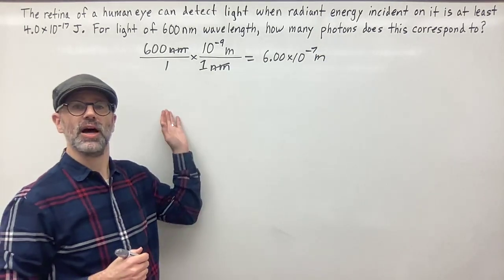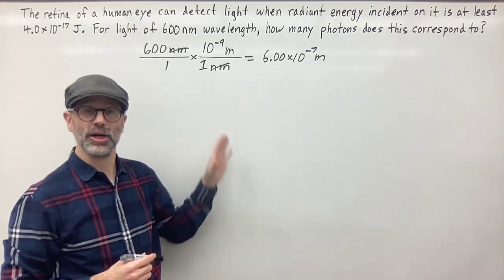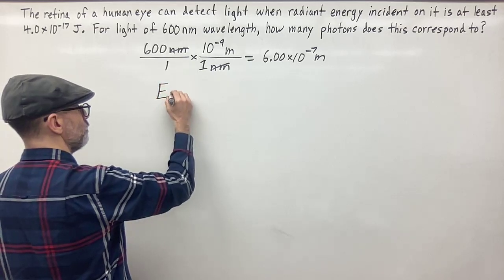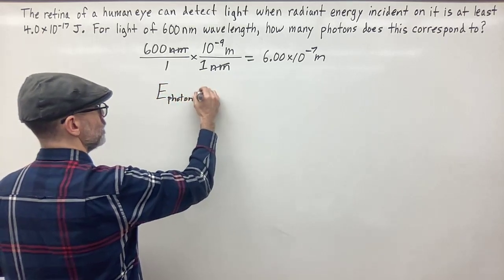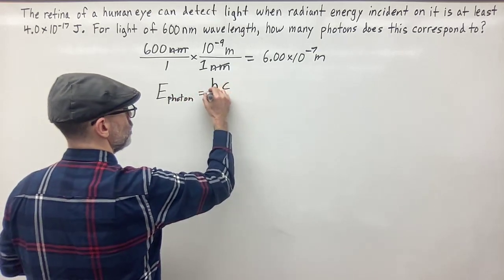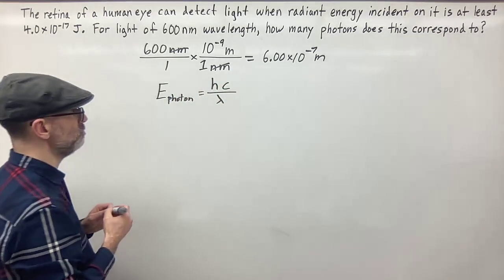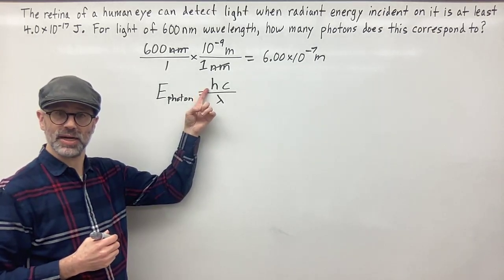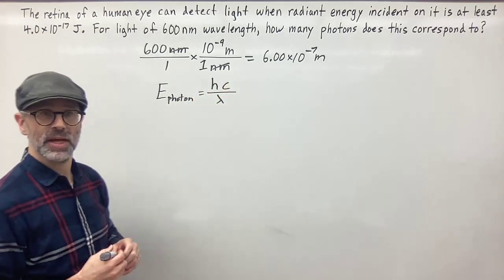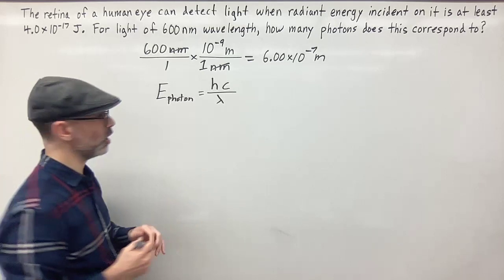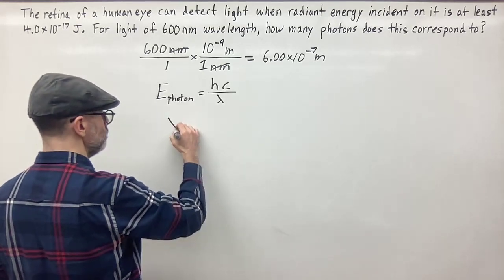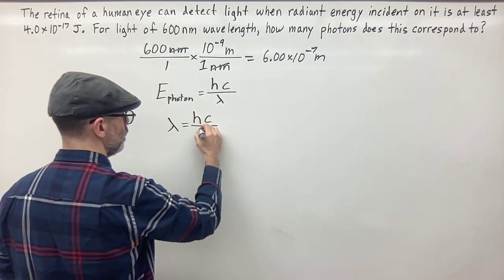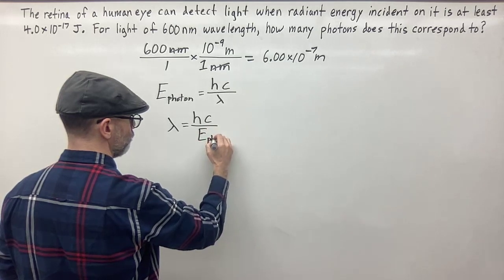Now I can convert this to energy. I'm going to use the equation: the energy of a photon is equal to hc over lambda, where lambda is the wavelength, h is Planck's constant, and c is the speed of light. I'm going to rearrange this to solve for the wavelength. So wavelength is equal to hc over the energy of a photon.